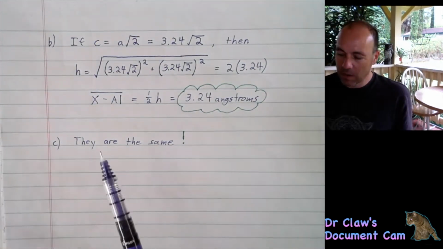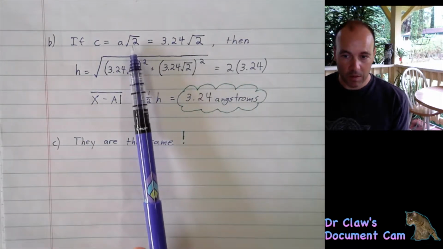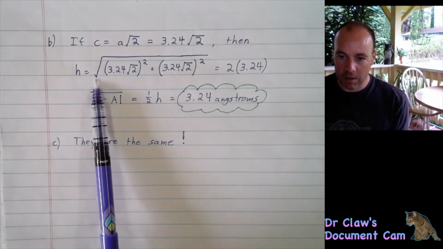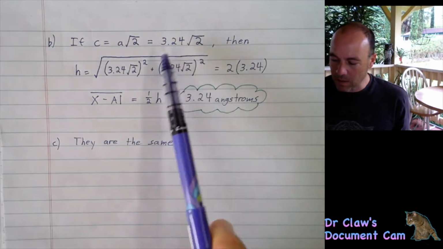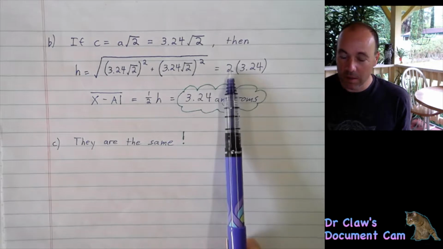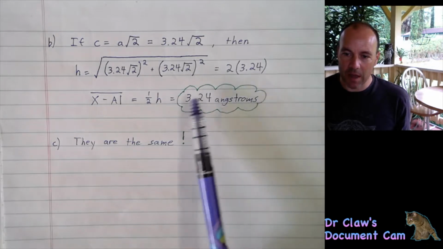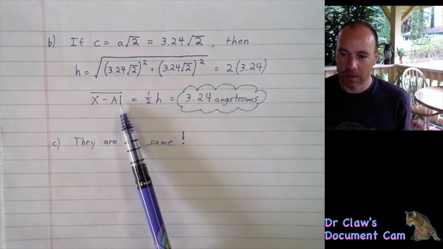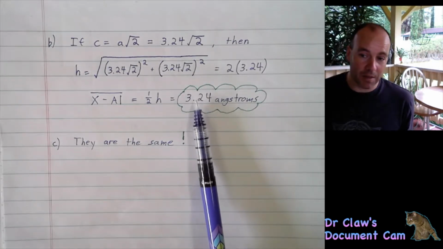So if C over A is square root of 2, then C is A times the square root of 2, which is 3.24 times the square root of 2. And in that calculation for the hypotenuse in the last problem, instead of 4.94 squared, it would be this quantity squared. And so when you calculate the hypotenuse, it simplifies to twice 3.24, or 2 times 3.24. And so the distance from x to a1, which is 1/2 of the hypotenuse, this time it is 3.24 angstroms. Okay, so this distance is also the same as the other distance.